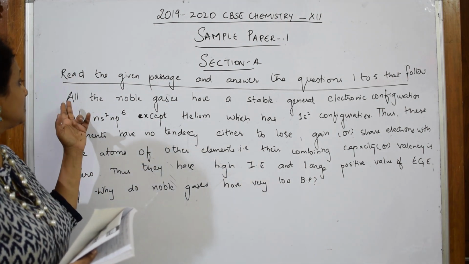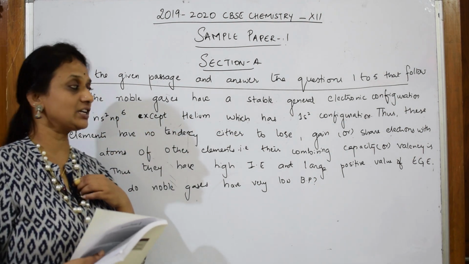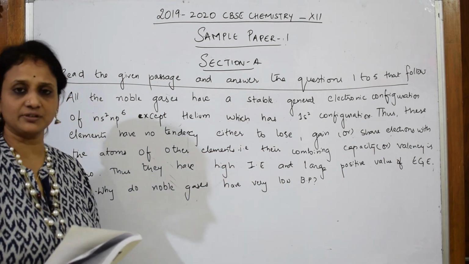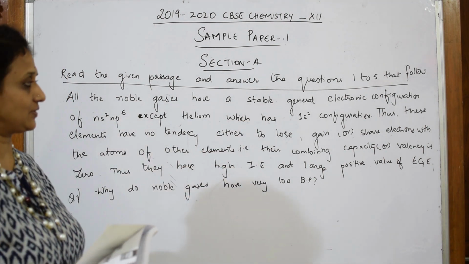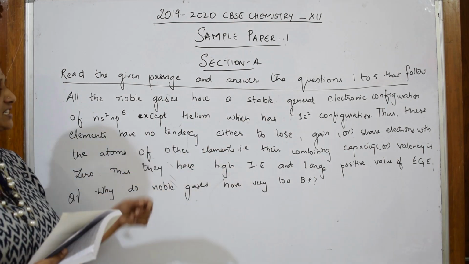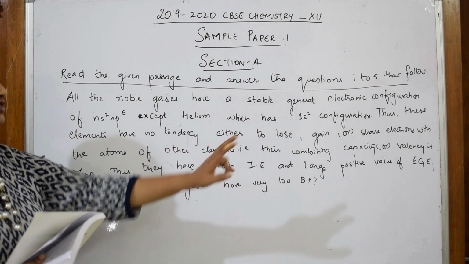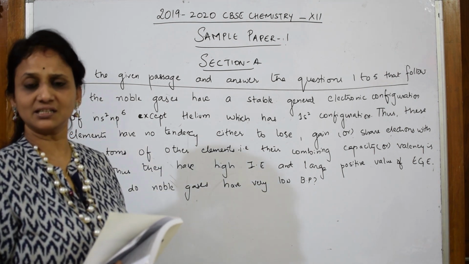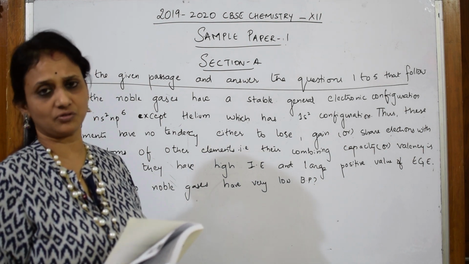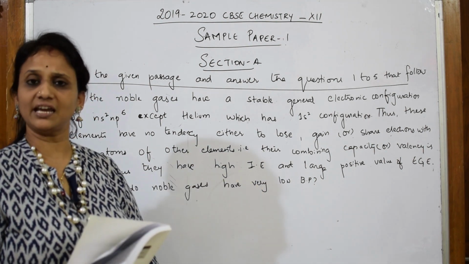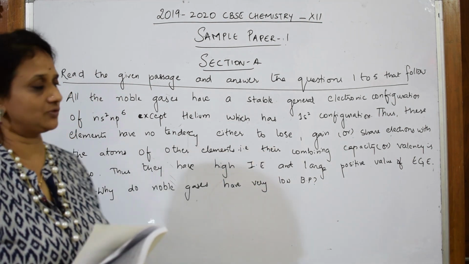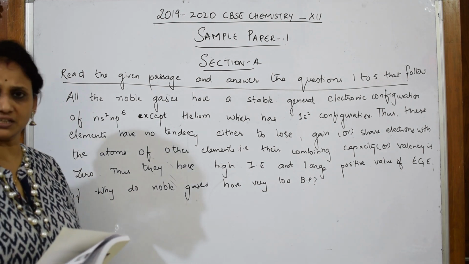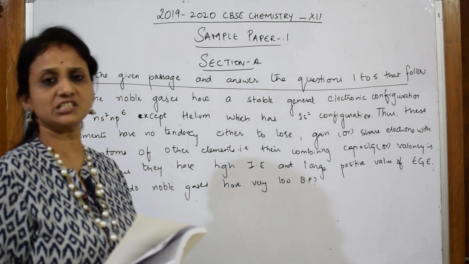All the noble gases have a stable electronic configuration of ns2 np6 except helium, which has 1s2 configuration. That's a known concept of noble gases. Thus these elements have no tendency either to lose, gain or share electrons with the atoms of other elements. Obviously we very well know noble gas elements are inert. They have completely filled duplet or octet configuration, so they're not going to gain, lose or share electrons. Then their combining capacity or valency is 0. If they don't gain or share, the valency will obviously be 0, isn't it?